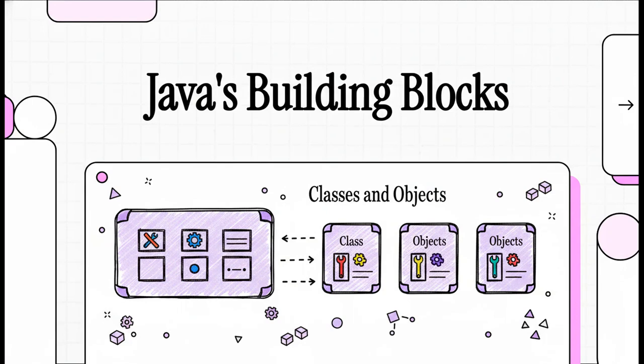All right, let's get right into it. Today, we're talking about the absolute heart of Java programming. I mean, the real core of it all. Classes and objects. These are the fundamental building blocks you're going to use to create, well, pretty much everything. So yeah, let's dive in.